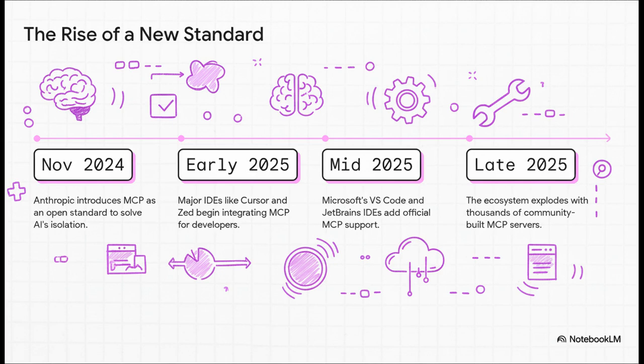And check out this timeline, because it shows just how fast a really good idea can catch on. Anthropic introduces it in late 2024, and its adoption just went vertical. It was explosive. In less than a year, it went from being just a concept to being baked into the world's most popular coding tools with this huge community building thousands of new connections.